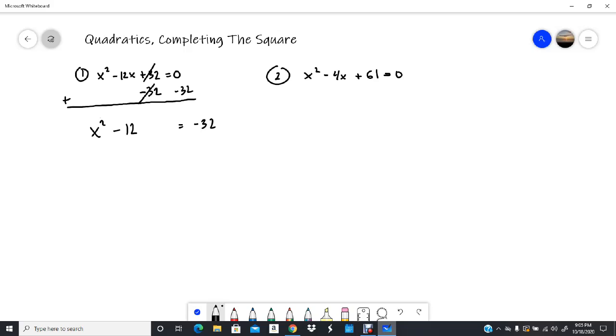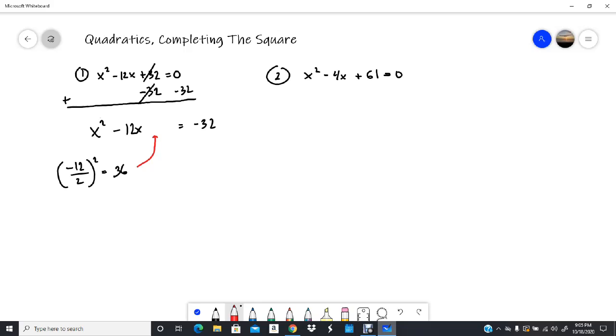Second step is we take the b term, which is negative 12, we divide it by 2, and we square that up. That's the result we're going to put next to the 12x on the left-hand side of the equation. So this would be negative 12 divided by 2, which is negative 6. Negative 6 squared is positive 36. That's what we're going to put right here.